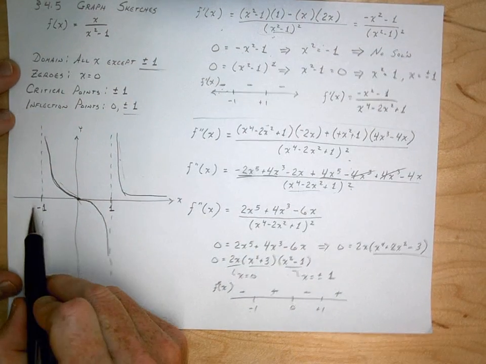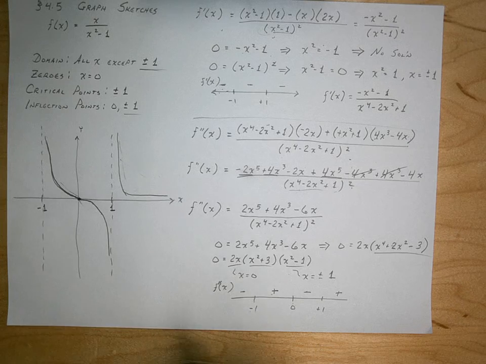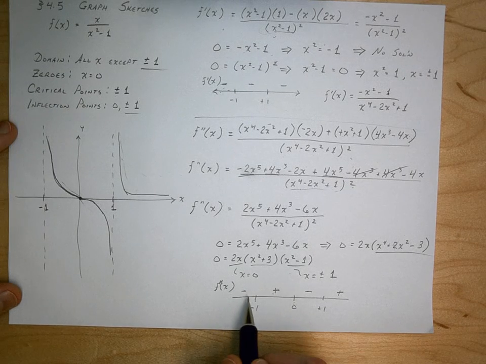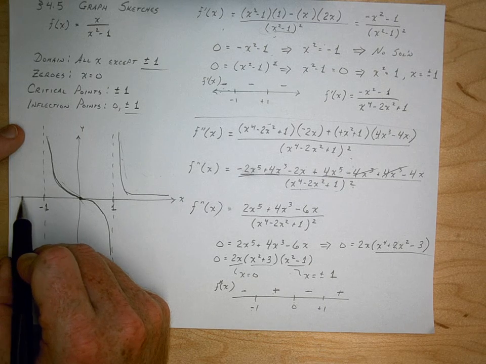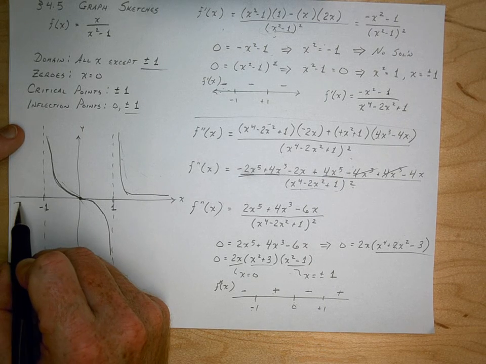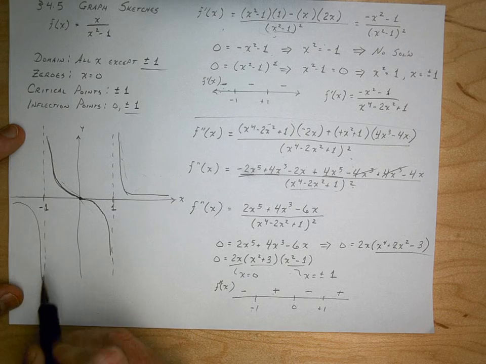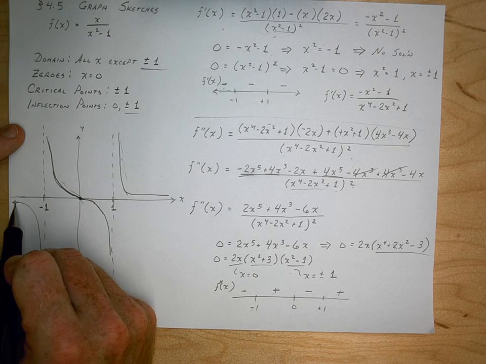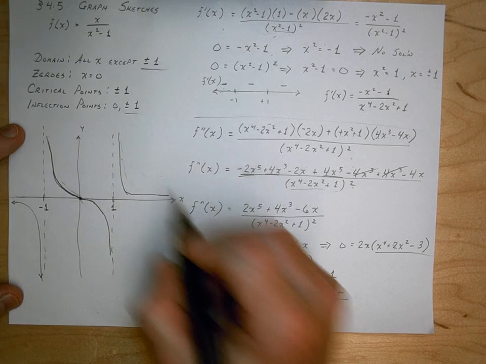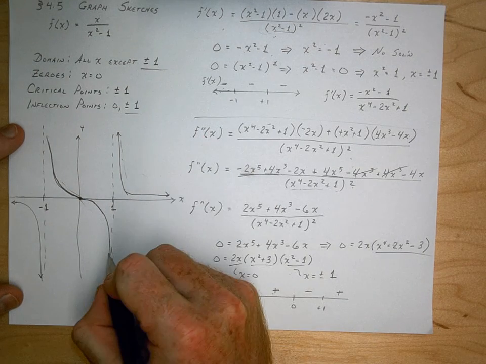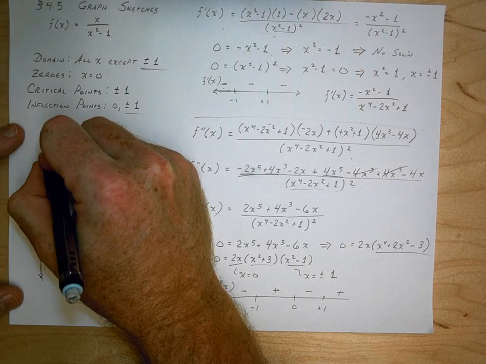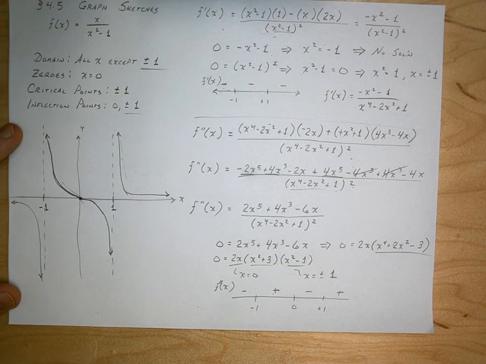Let's try the same sort of logic over here. I know past negative 1, I have a negative second derivative, so I'm concave down with a negative slope. I never cross this line, I never cross this line. So we've got a function that does something like that. And that's this function taken apart, sketched.